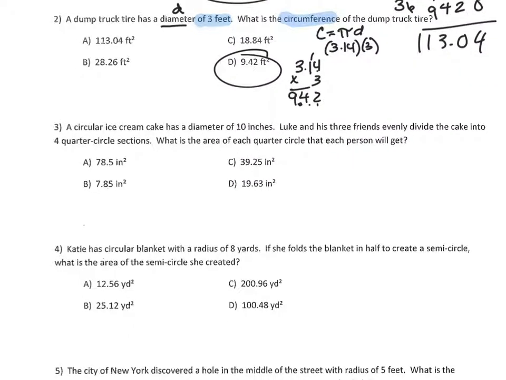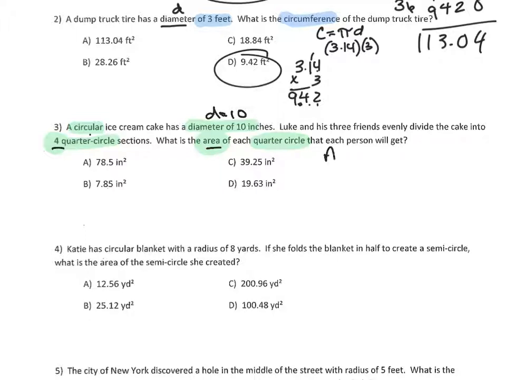Number 3, a circular ice cream cake has a diameter of 10 inches. Luke and his 3 friends evenly divide the cake into 4 quarter circle sections. What is the area of each quarter circle that each person will get? So 2 things to notice. We've got a circle, we've got our diameter, and we need to find the area, and then they're going to cut it up into 4 pieces. That's what I'm getting out of this.